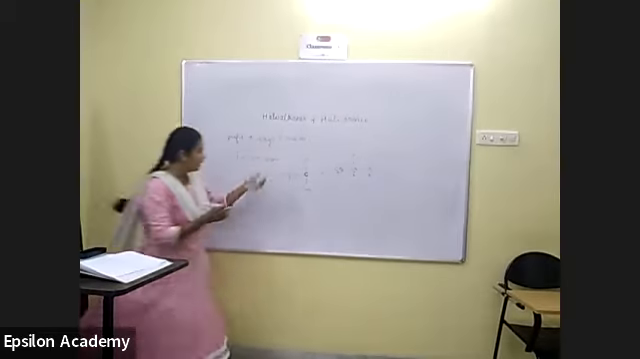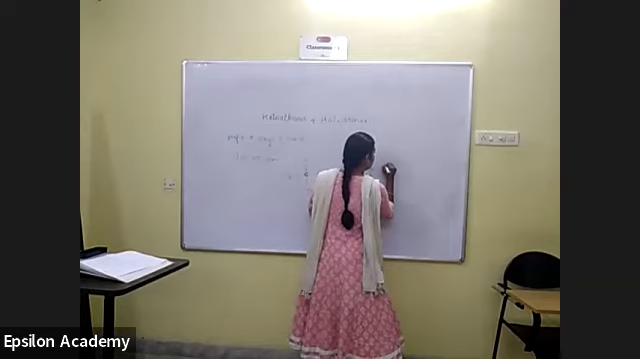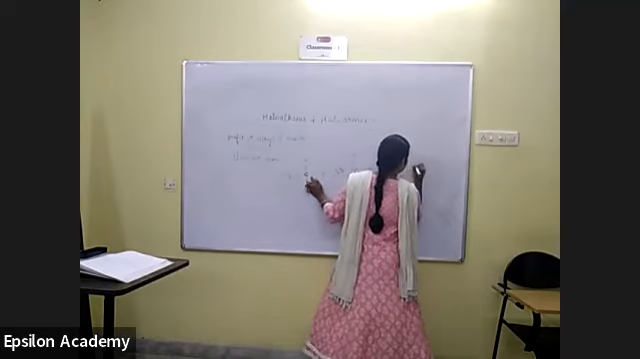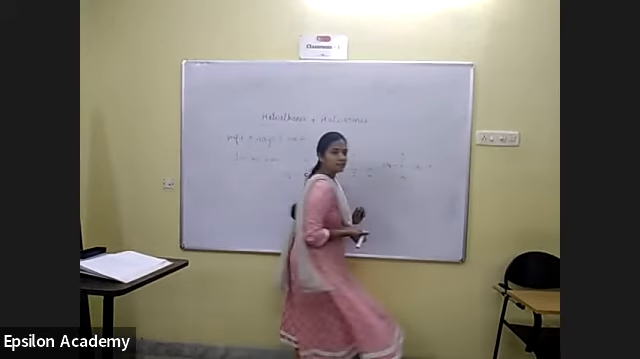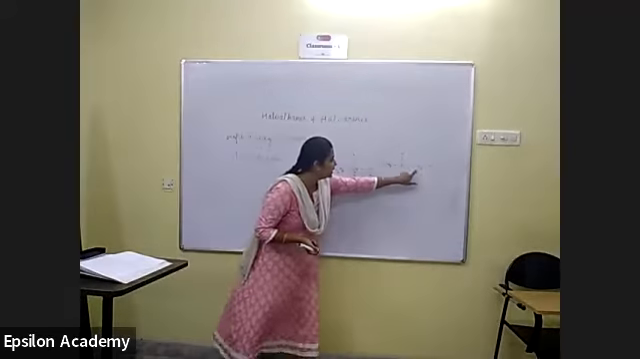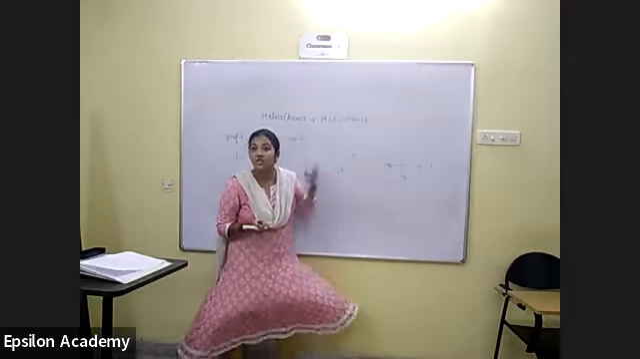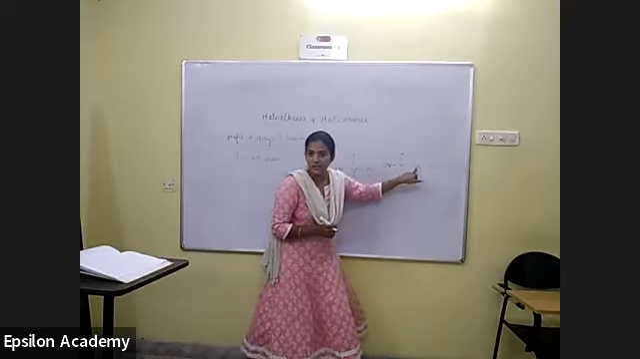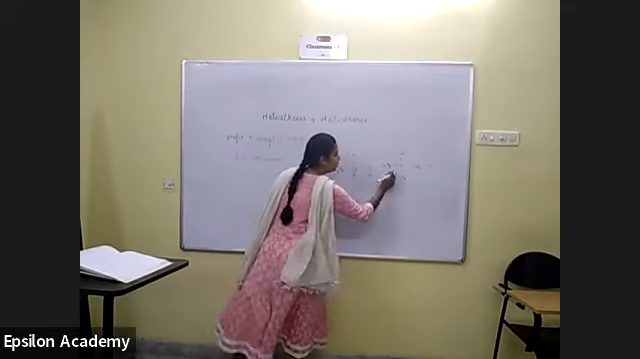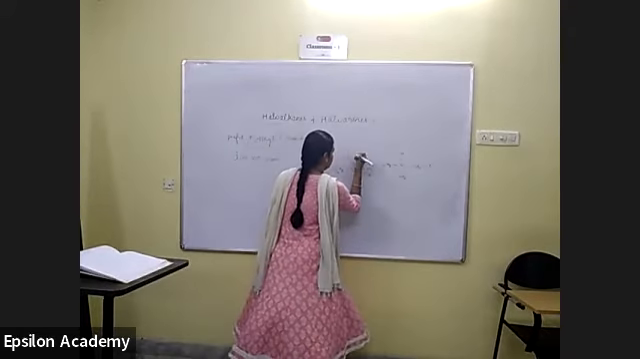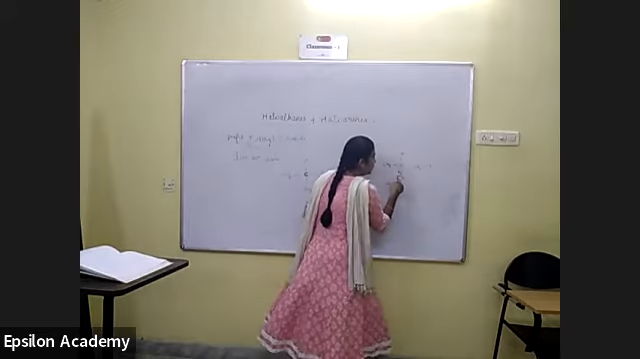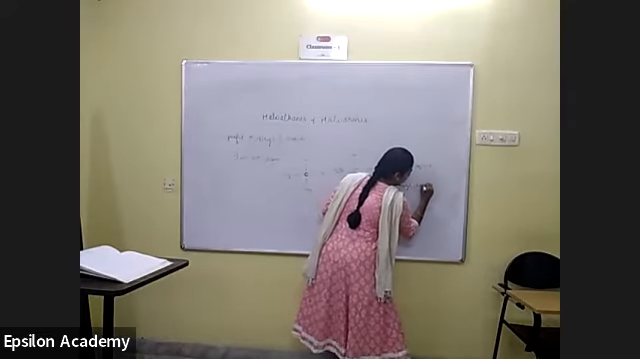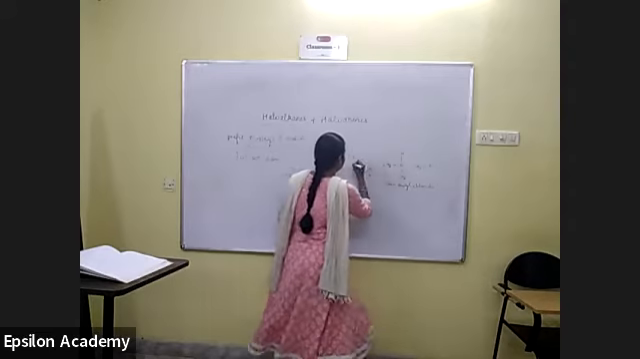Clear with this one? Okay, I'll do another example. CH3, CH, CH2, CH. 1, 2, 3. Okay, now, how do you name this compound? 1, 2, 3, 4. So, isobutyl chloride.